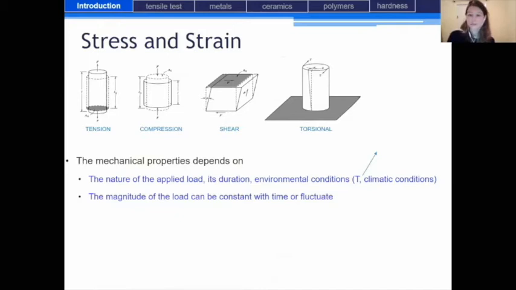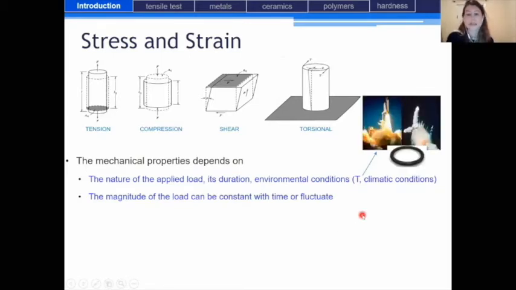Its duration, so it is not the same case if the stress is applied just instantaneously or for a very long period. They depend also on the environmental conditions, such as the temperature, the climatic conditions. So previously in that class, we saw an illustration of a case where the temperature was very important. And if you remember, we were talking about this O-ring that was used in this shuttle.